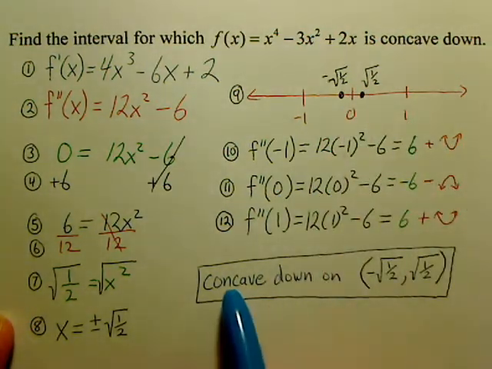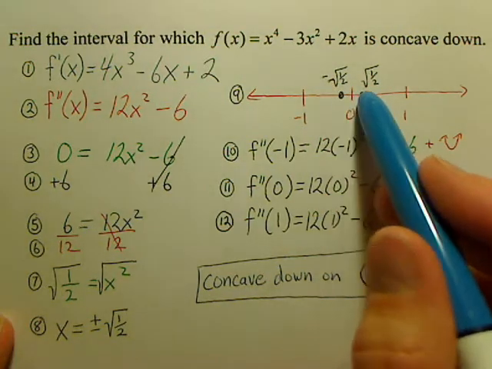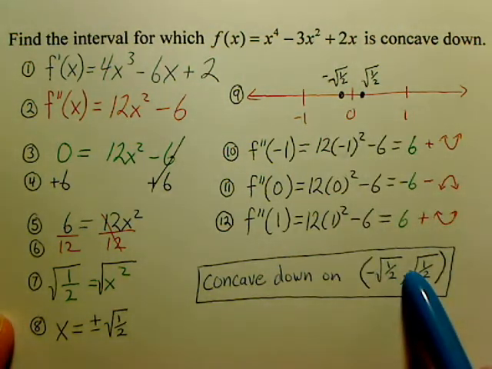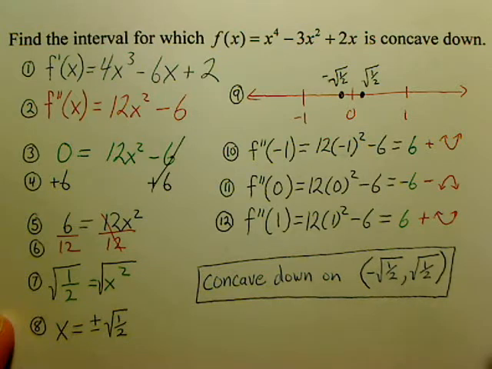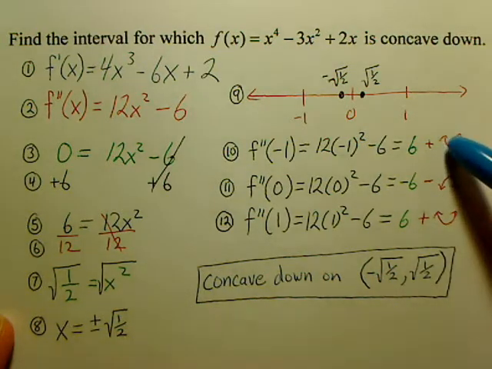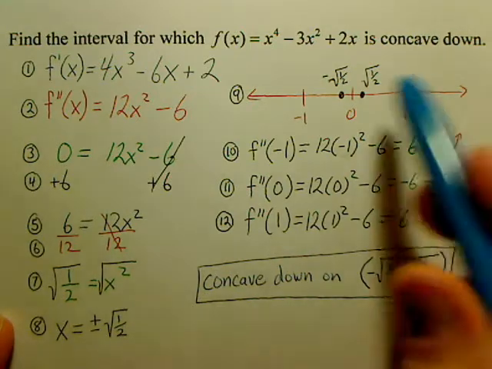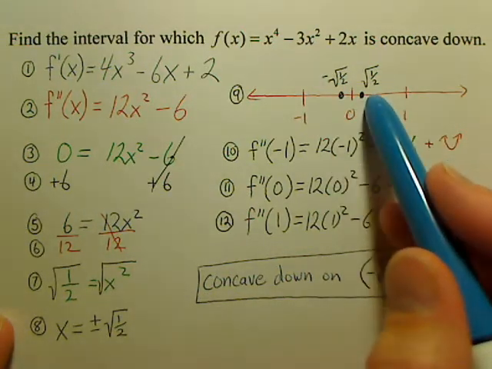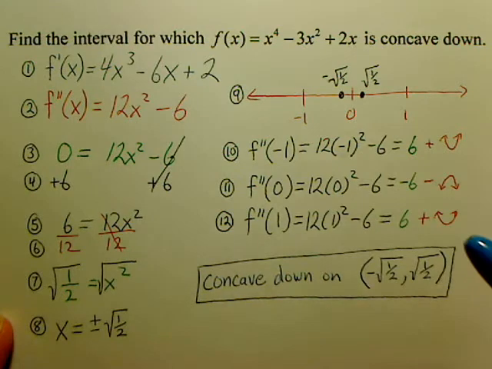So where is it concave down? Between those two points. That would be the only interval for which it is concave down. If you want concave up, it'd be these two intervals. Okay, these are points of inflection, places where the concavity changes.